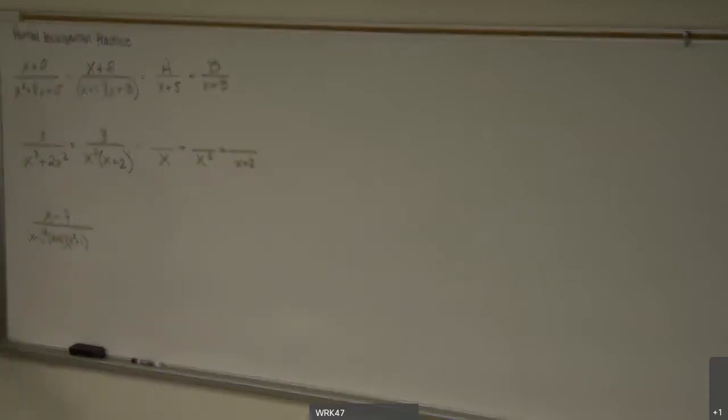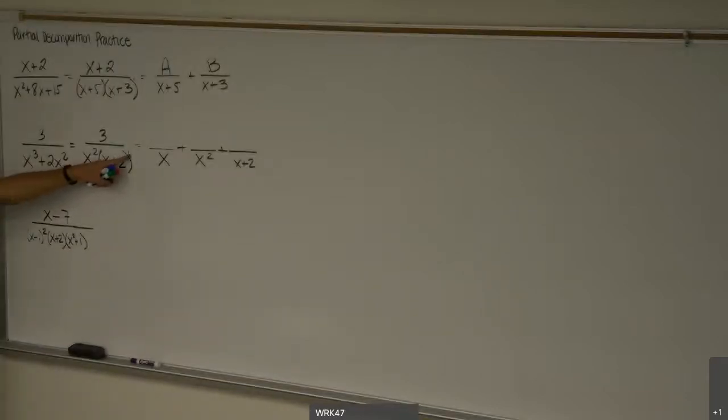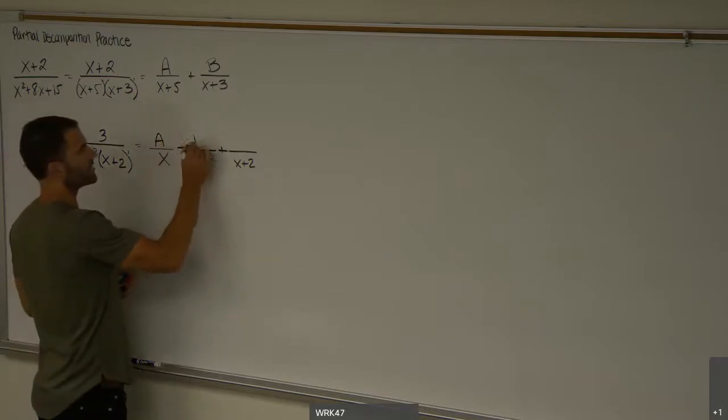And so in total, I have 3 terms. 2 terms from this factor, 1 term from this factor. I get 1 for every power. So for example, if this was x cubed, I would have x, x squared, and x cubed. So I would get 3 terms from this factor and 1 term from this one. Again, the numerators are general unknown constants, B and C.